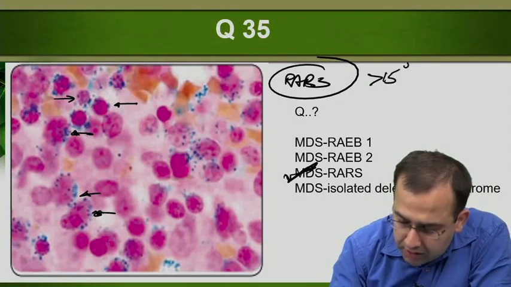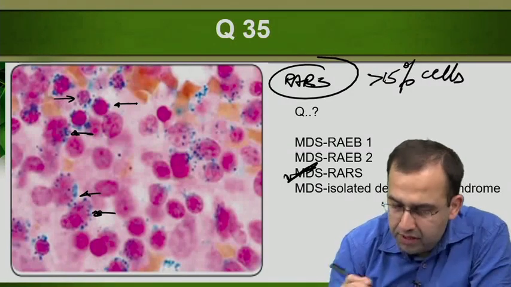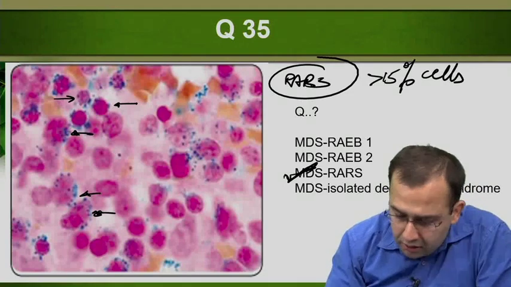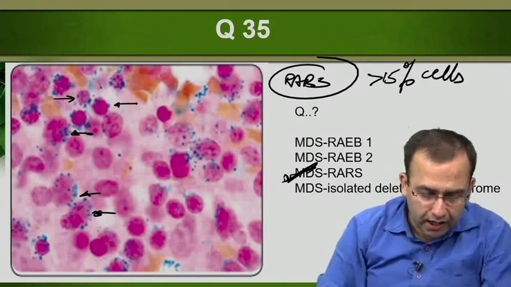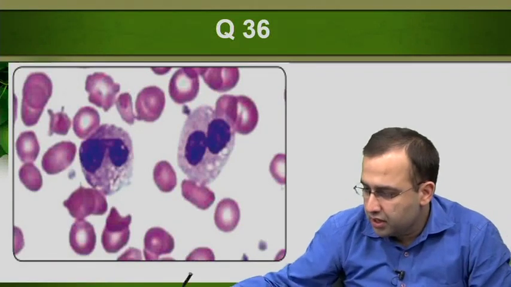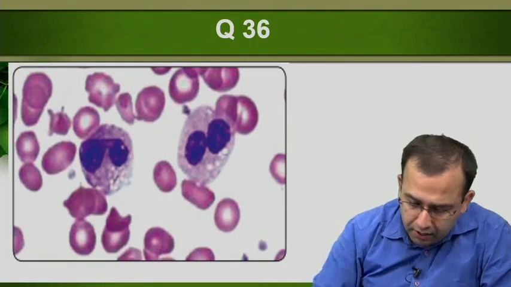More than 15% of cells of the erythroid series should be ring sideroblasts to make the diagnosis of RARS. Next, question 36, diagnosis. Again, a no-history slide.